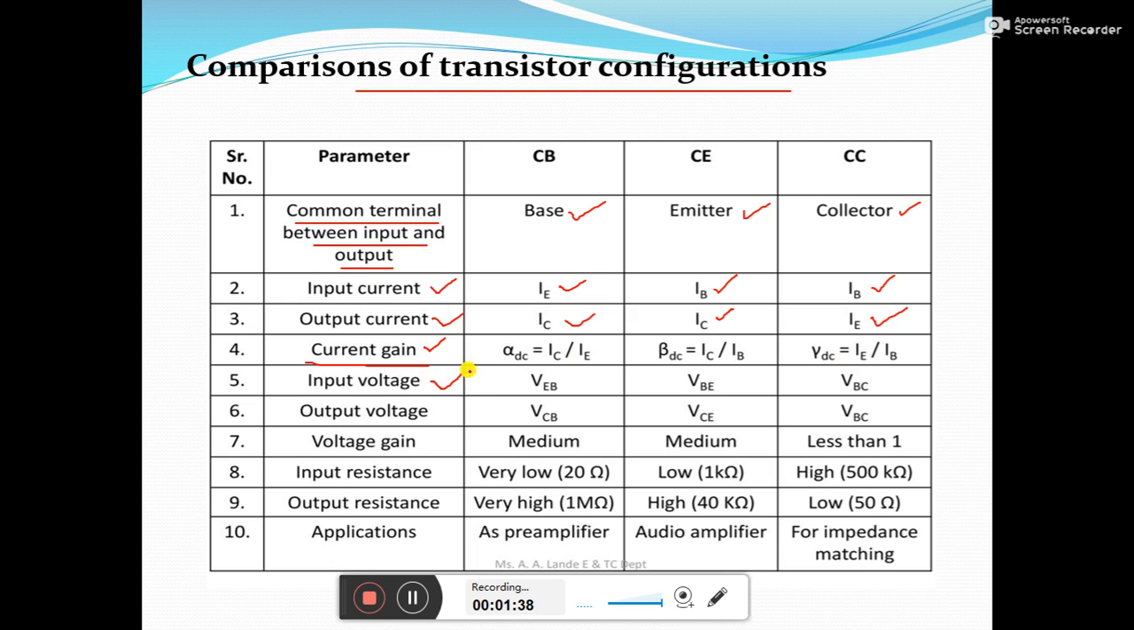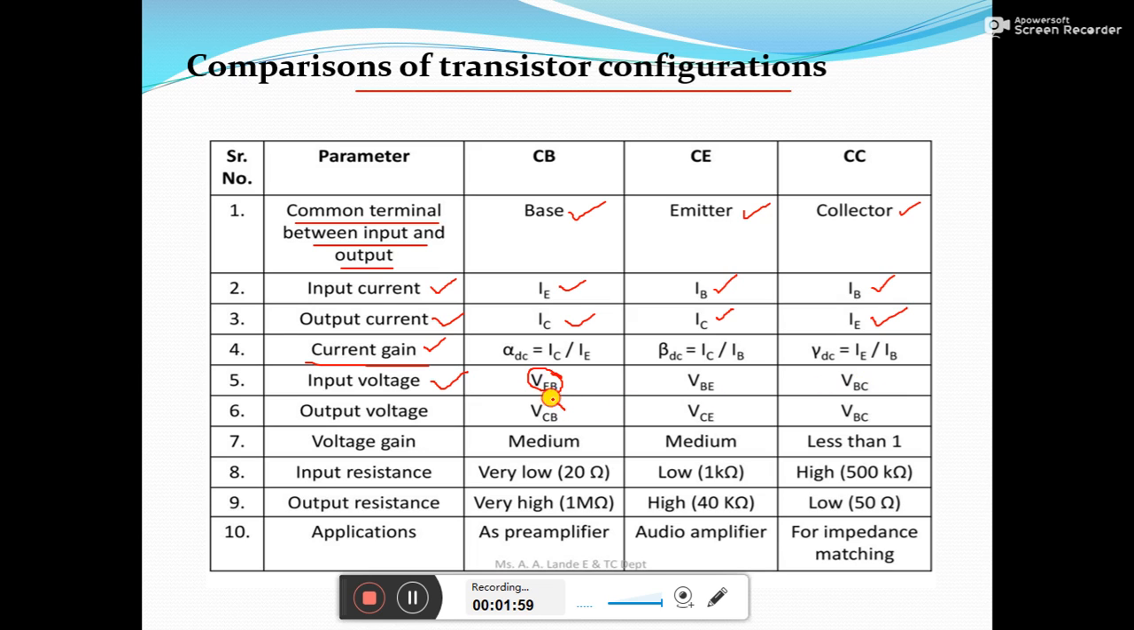Next parameter is the input voltage, where we actually apply the input. Based on between which terminals you apply the input voltage, it is decided. In case of CB, between emitter and base terminal, input is given, that's why it is VEB, and for CE this is VBE, and in case of CC it is VBC.